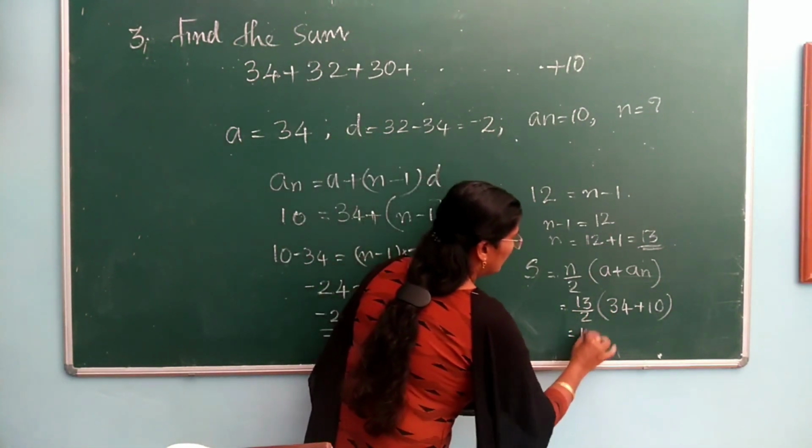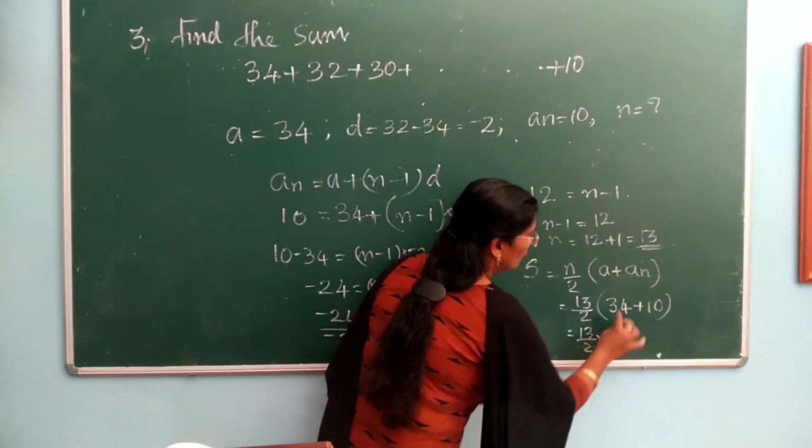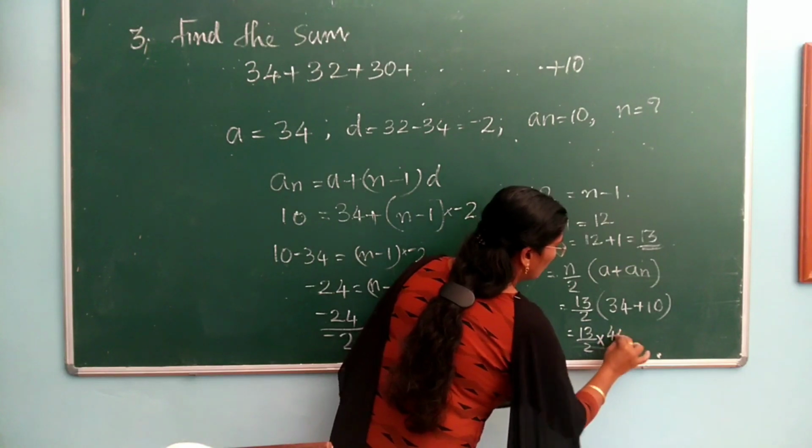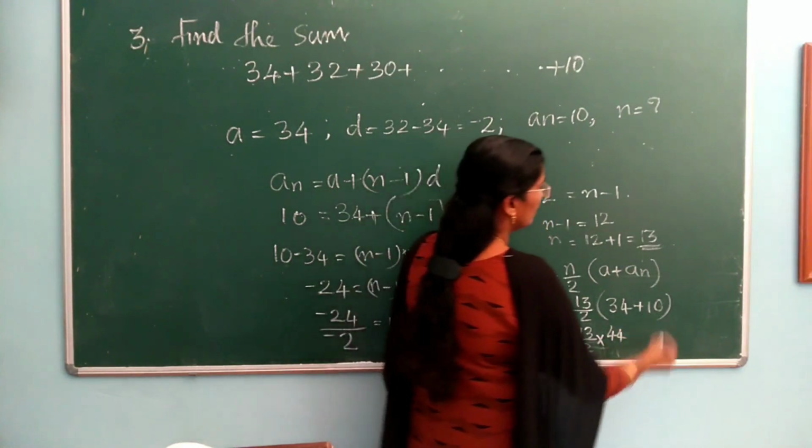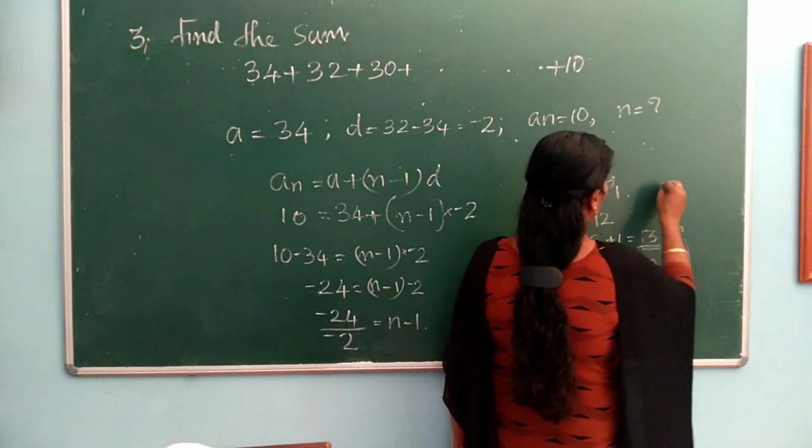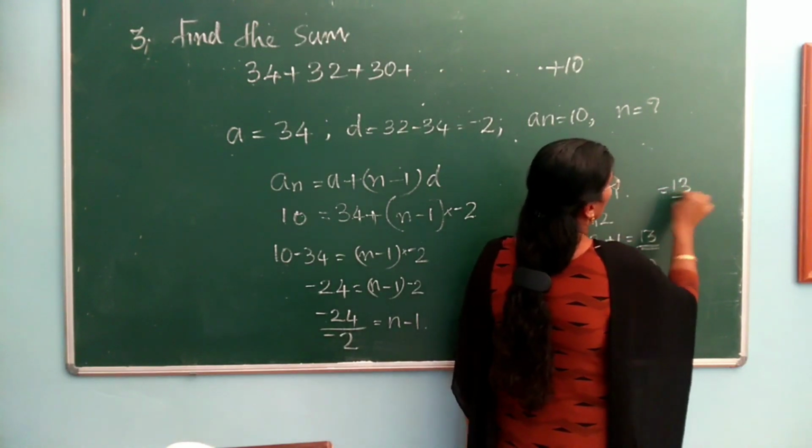Now 13 by 2 into adding together we will get 44. Okay. Again this balance I am writing here, 13 by 2.